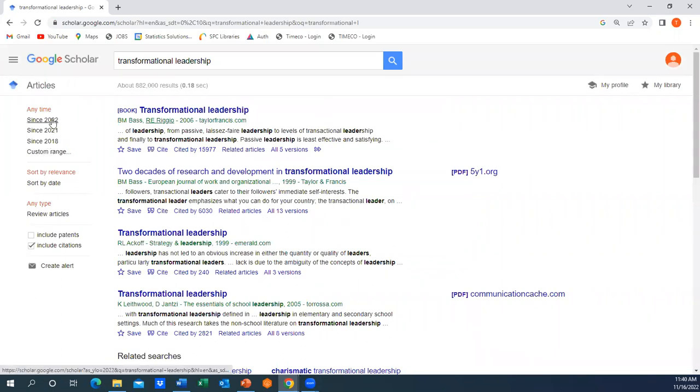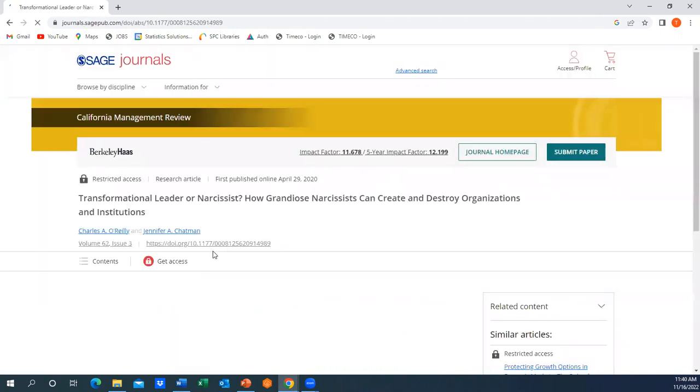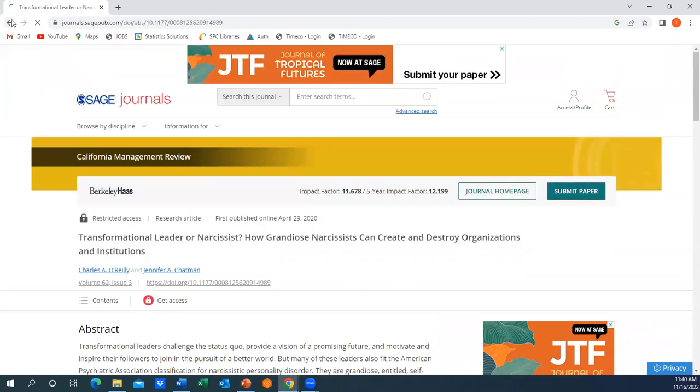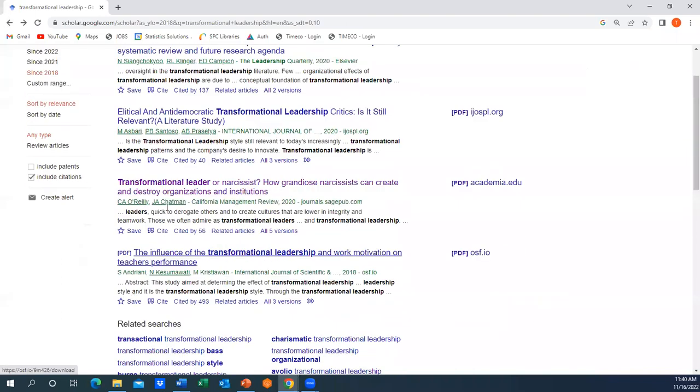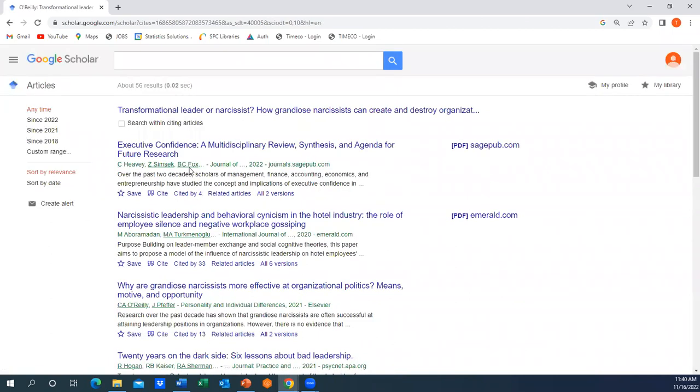You can customize things by page range. Let's just do newer ones. Let's just say we found this one. This looks like something you might want to use. But if you see here, it says cited by, right? 56. So if you really like this and it's really germane to what you're doing, you can go to the cited by function and see who has cited it, to see if there are further articles that are good for what you're doing.